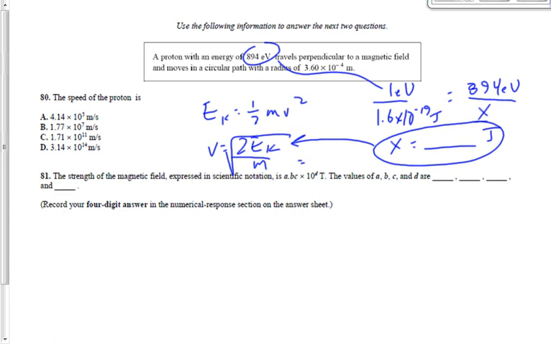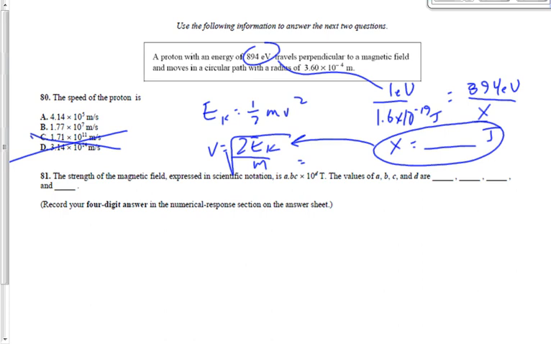Okay, two of these I can eliminate right away. C and D. Why did I eliminate those right away? I can't do this in my head, 2EK over m, but I know it's not C or D. How come? Because, good, they're bigger than 10 to the 8. They're bigger than the speed of light. So it's got to be either A or B. Now, which one is it? I'm going to guess A.